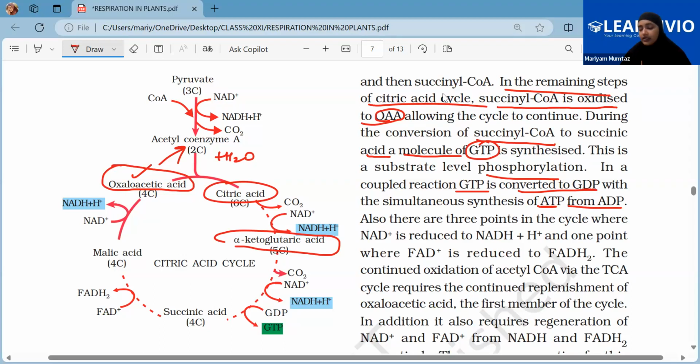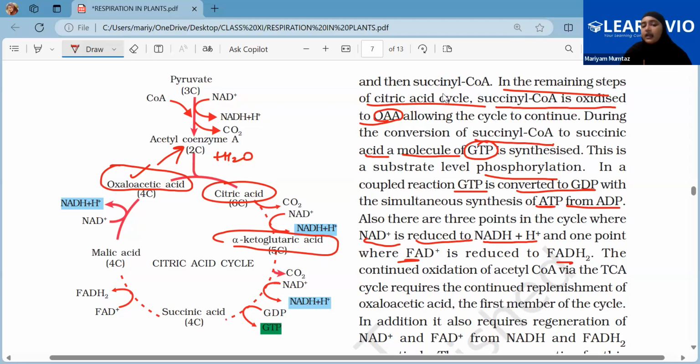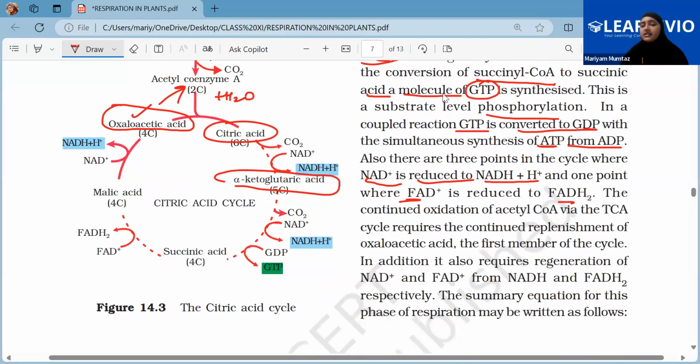Also, there are 3 points in the cycle where NAD plus is reduced to NADH plus H plus, and one where FADH2 is formed from FAD plus. The continued oxidation of acetyl coenzyme A via the TCA cycle requires the continued replenishment of oxaloacetic acid, so that the cycle keeps on going uninterrupted. That is why from the succinyl coenzyme A, then succinic acid, and then many other acids are formed to finally form the oxaloacetic acid.